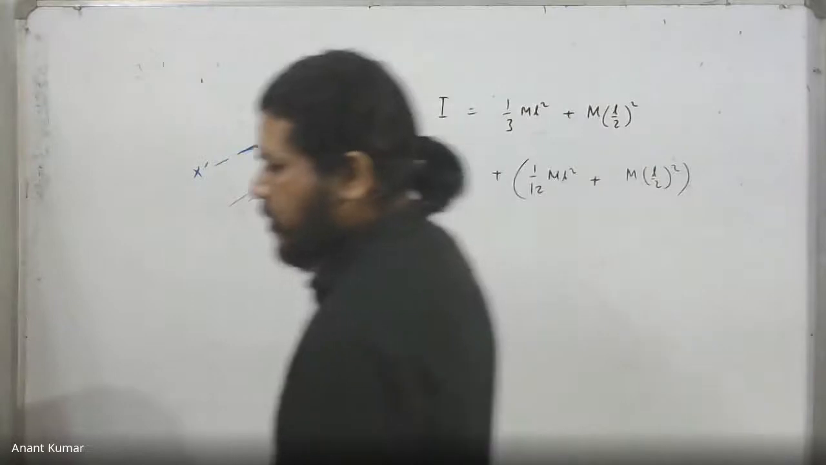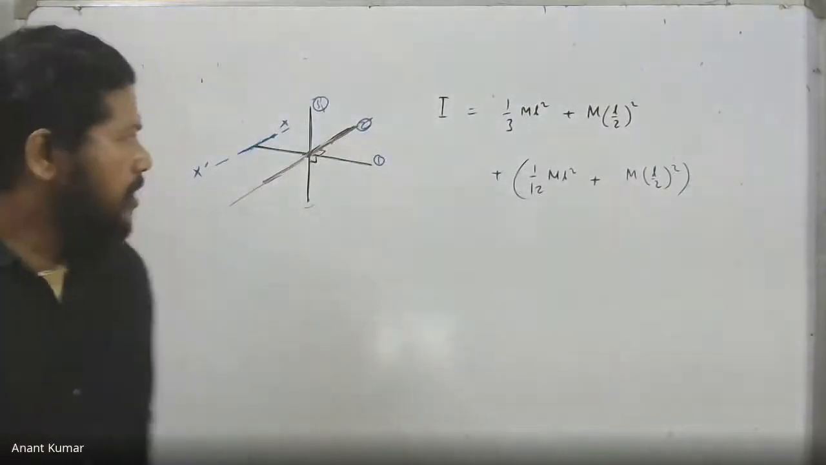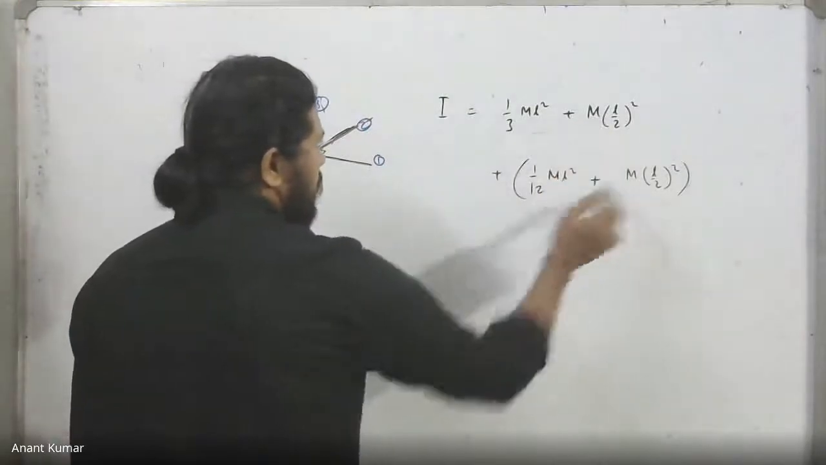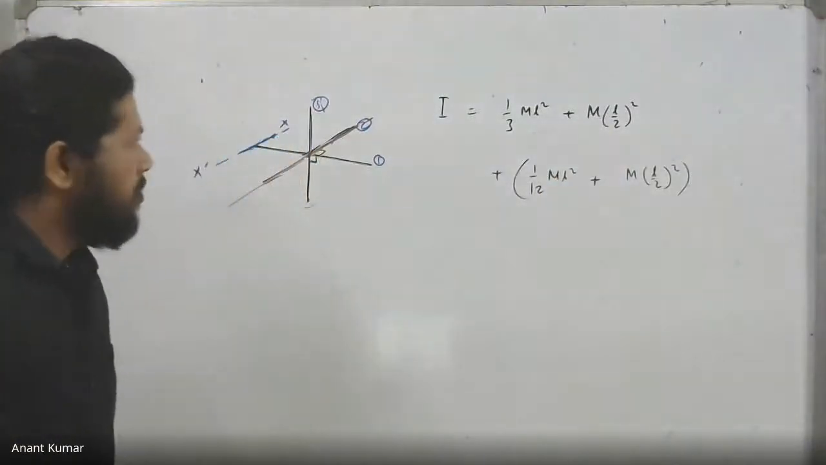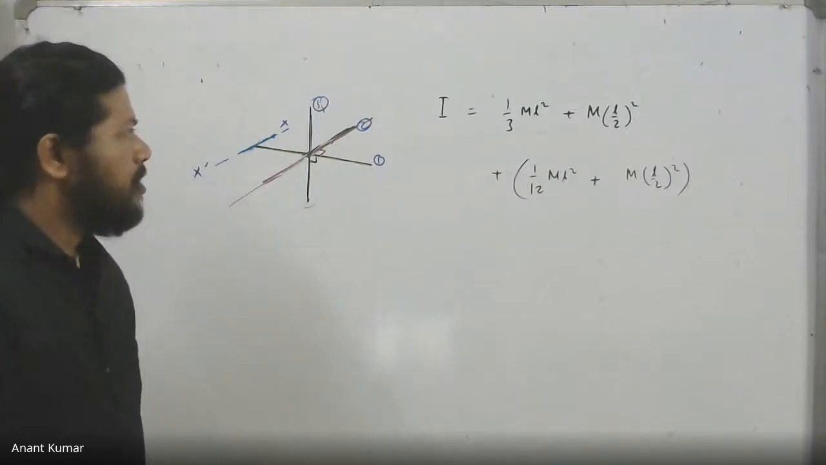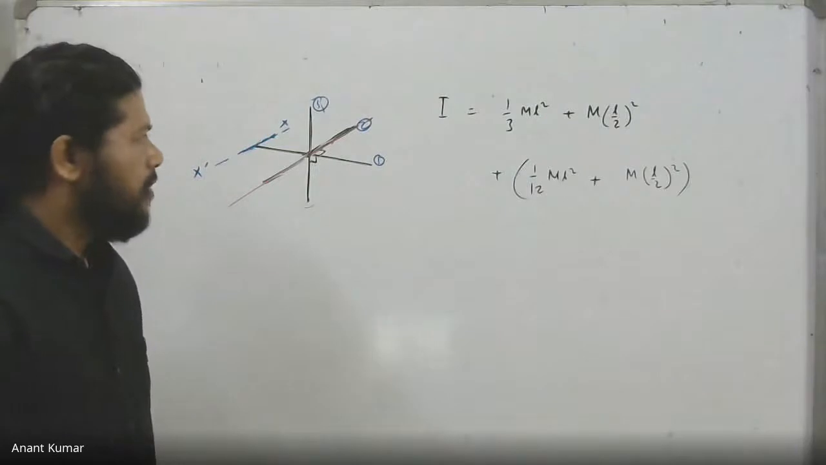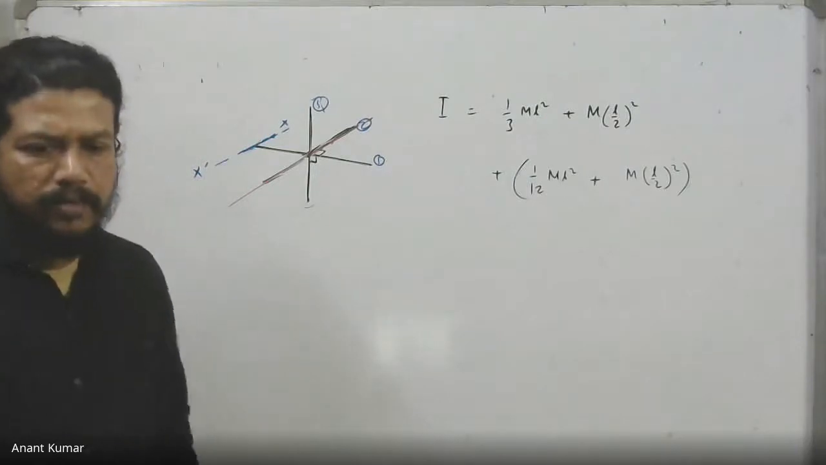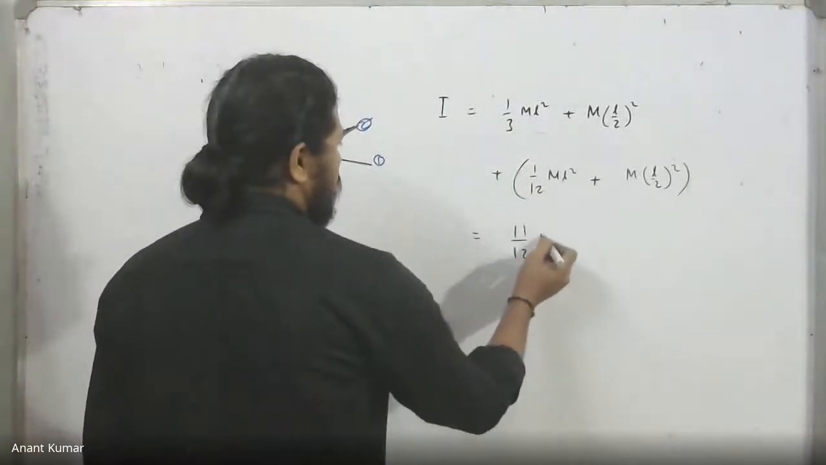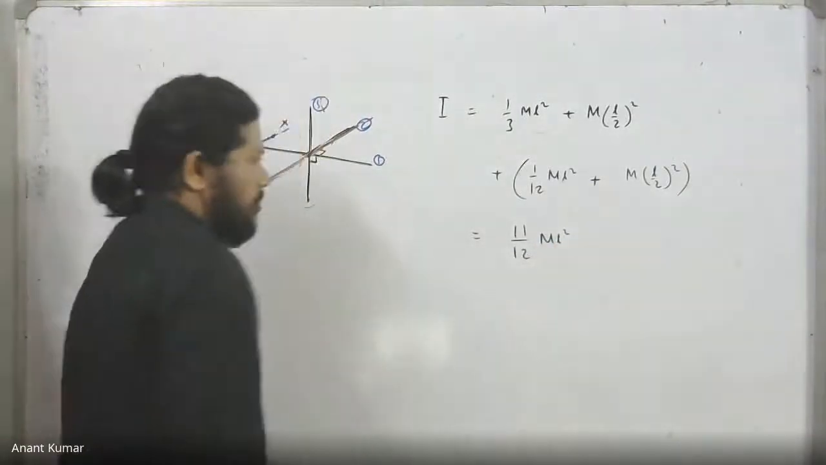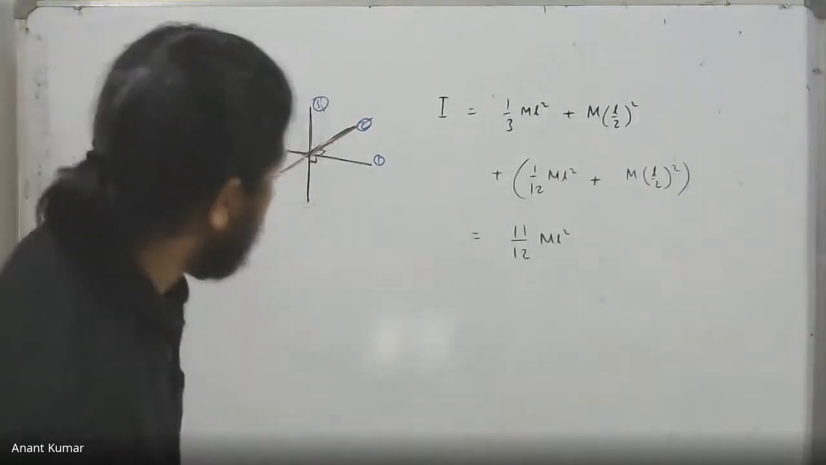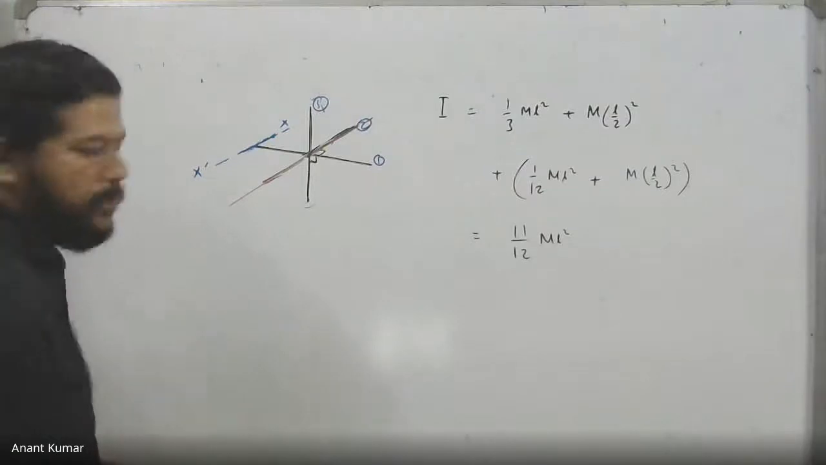Okay. So if I simplify this entire thing, we have 1 by 3, then 1 by 4, then 1 by 4 plus 1 by 12 that we already have. That makes it 4 by 12 plus 6 by 12 plus 1 by 12, which makes 11 by 12, exactly. So in this case you get 11 by 12 ml square as the moment of inertia. Slightly less than ml square actually. Okay, fine.